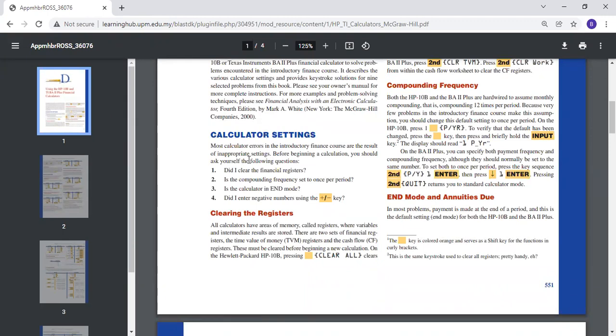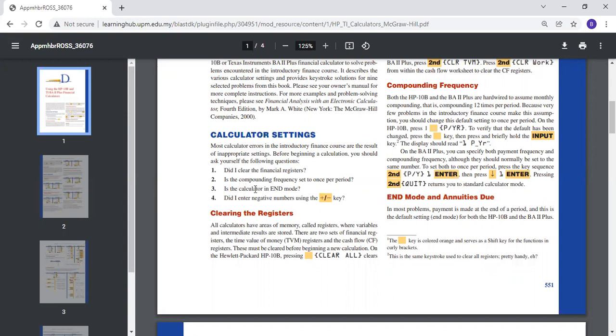First and foremost, before you use the financial calculator, you have to take into consideration all these steps: 1, 2, 3, 4. Most calculator errors in the introductory finance course are the result of inappropriate settings. Before beginning a calculation, you should ask yourself the following question: did I clear the financial register? It's always important to clear the financial register, because if you don't clear it, it still stores the previous calculation, which will affect the next calculation. So every time, before you start a new calculation, you have to clear the register.